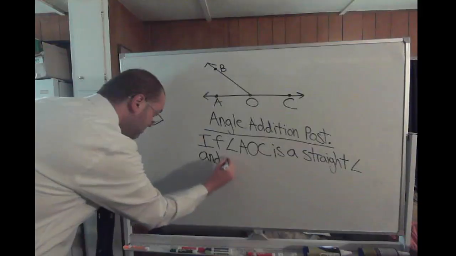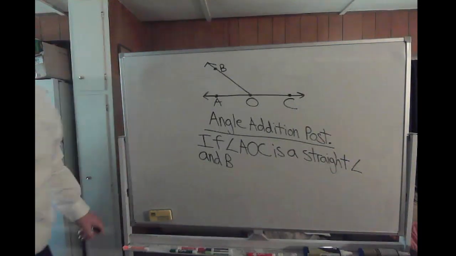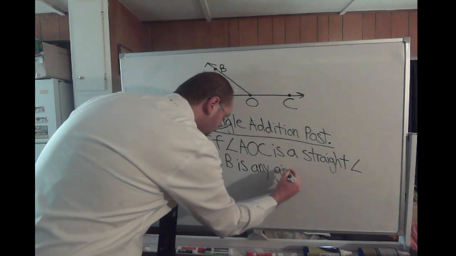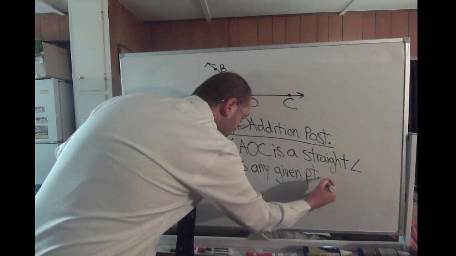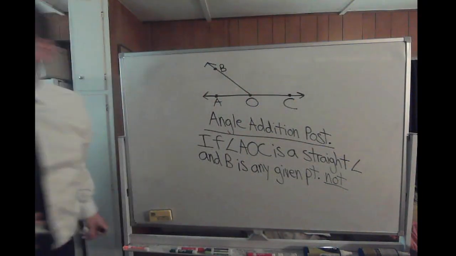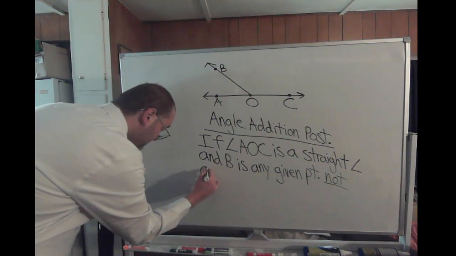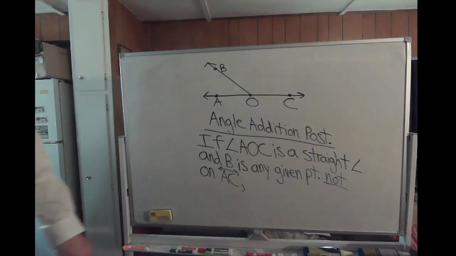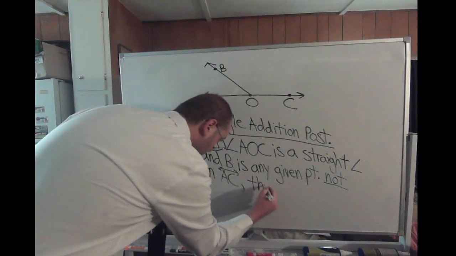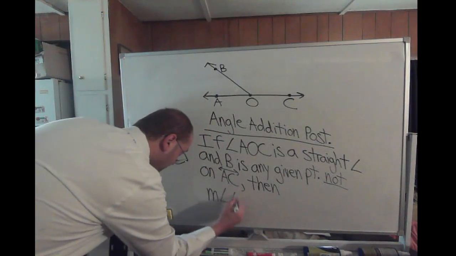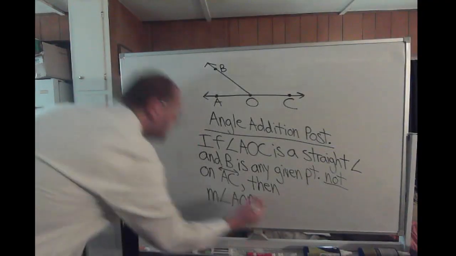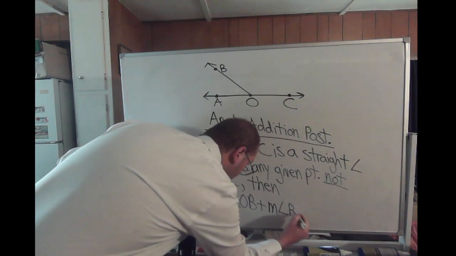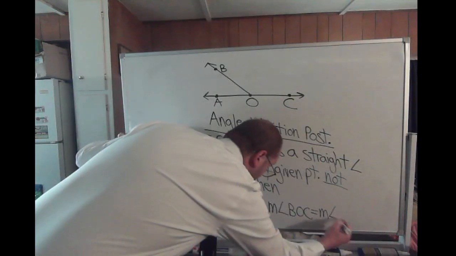And B is any given point not on line AC, then the measure of angle AOB plus the measure of angle BOC equals the measure of angle AOC.